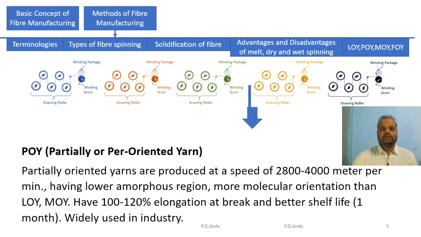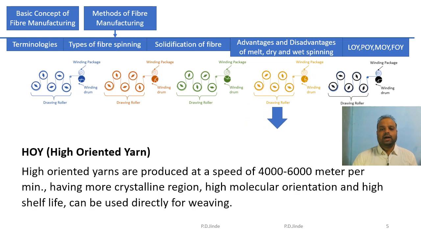The next is highly oriented yarn. Highly oriented yarn is produced at 4000 to 6,000 meters per minute winding rate, and has a more crystalline region, that is more molecular orientation, and a better shelf life, and can be directly used for other processes like weaving, knitting, etc.